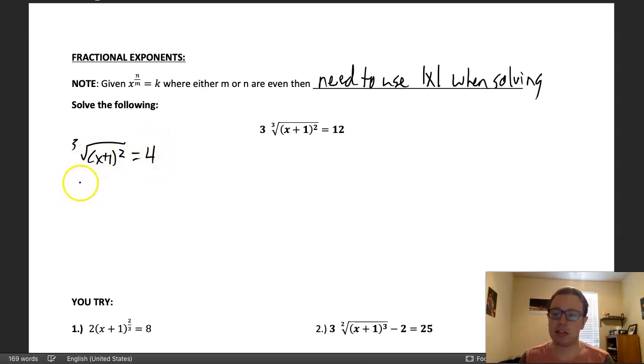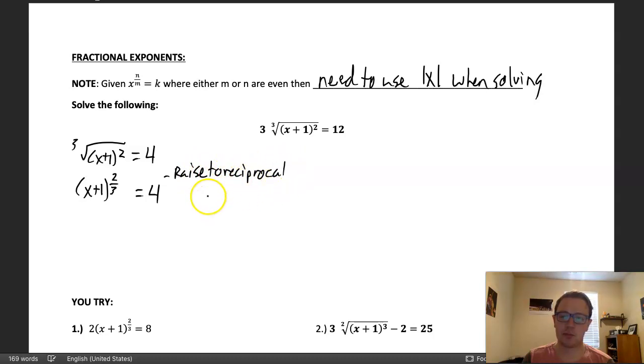Now that we have this, we can rewrite the cubed root of (x + 1) squared as (x + 1) to the 2/3 power is equal to 4. Now, how do we get rid of a 2/3 power? Well, we want to raise this all so that our power is going to be 1. To get that, we're going to need to raise to the reciprocal power.